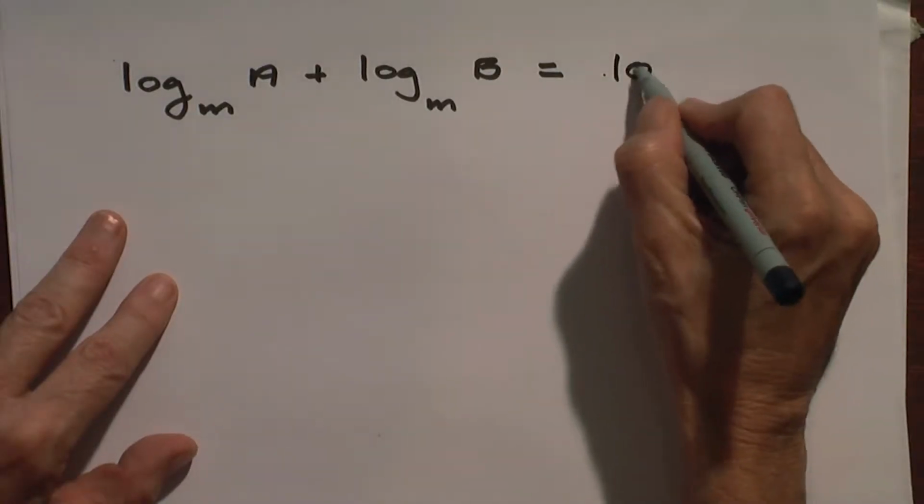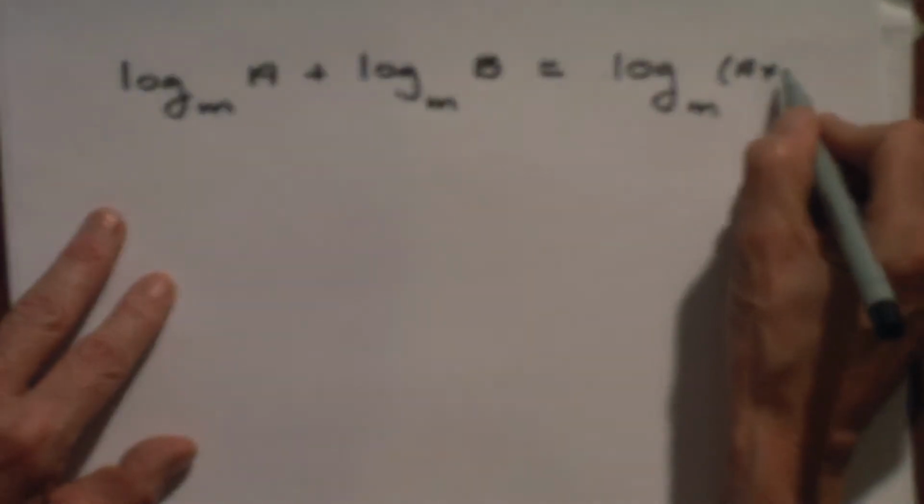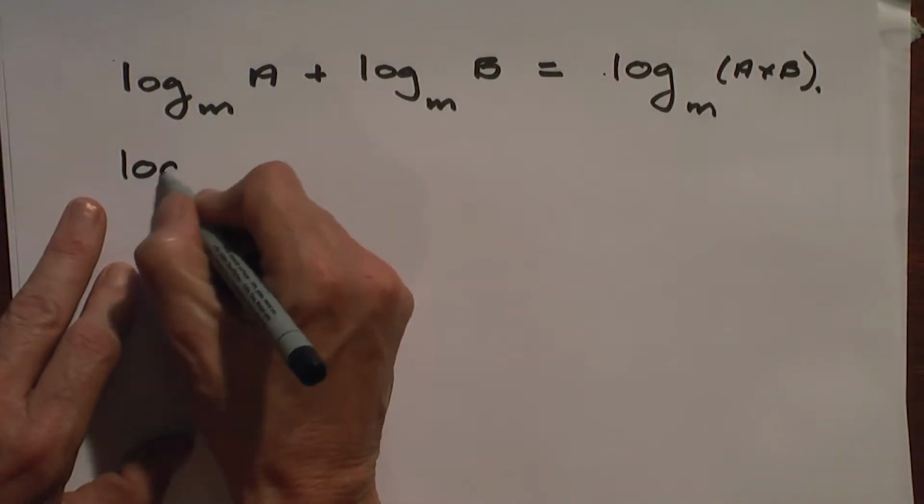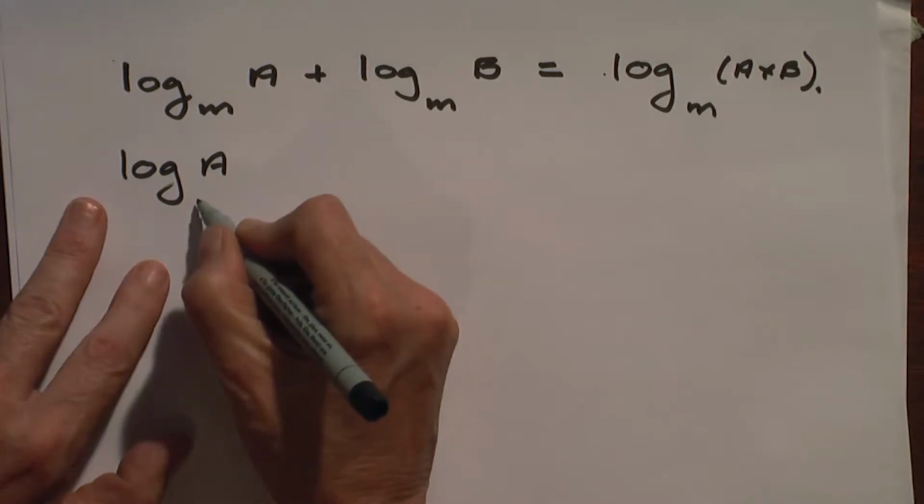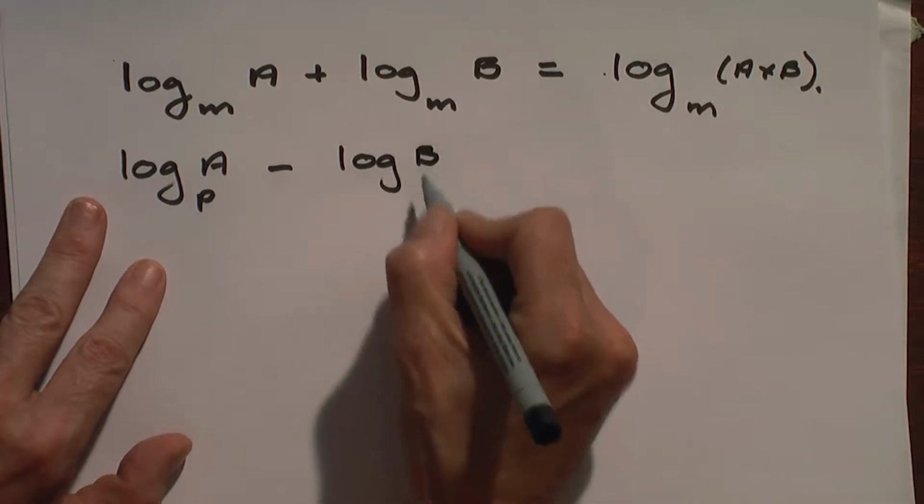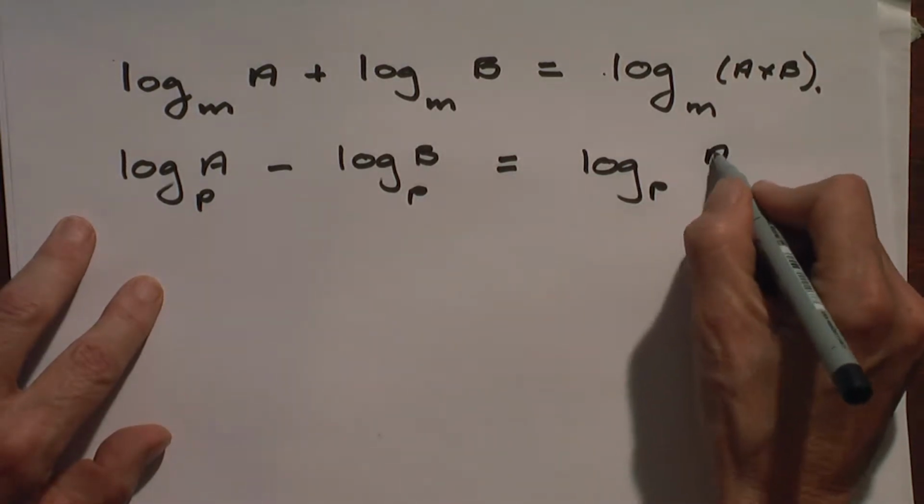What happened when you added the exponents? Yeah, you were multiplying the numbers. So I got log base M of A times B. Right, same story. Log A, any base you like, P, minus log B. What did we do when we subtracted exponents? What were we actually doing? Yeah, we were dividing the numbers. So I've got log base P of A over B.